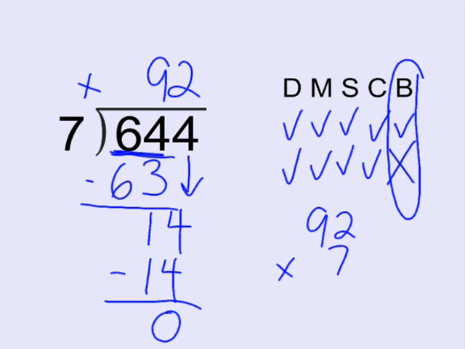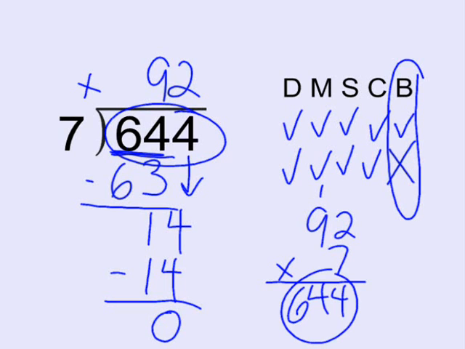Now I just need to check my work. 92 times 7 should equal 644. 7 times 2 is 14. 7 times 9 is 63, plus 1 more is 64. It's correct.